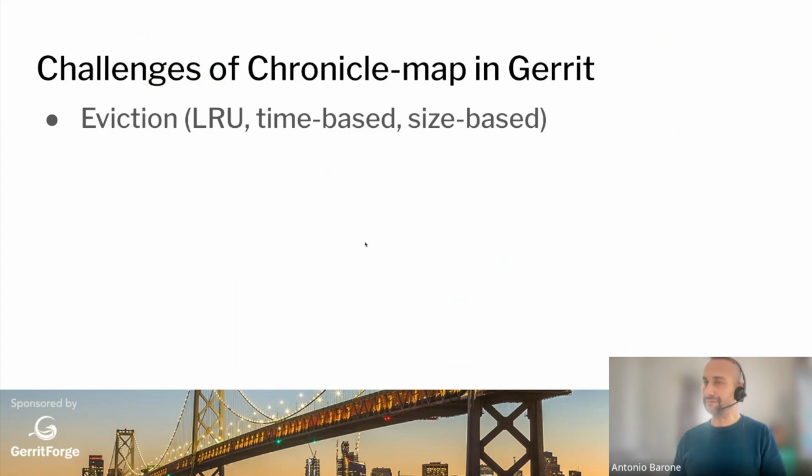Jacek in particular did a great job in doing this, and the way we are doing this is by adding an additional data structure, a sort of index that we can consult in order to know which entries will need to be removed from the cache-chroniclemap, and this has proven to behave very well.